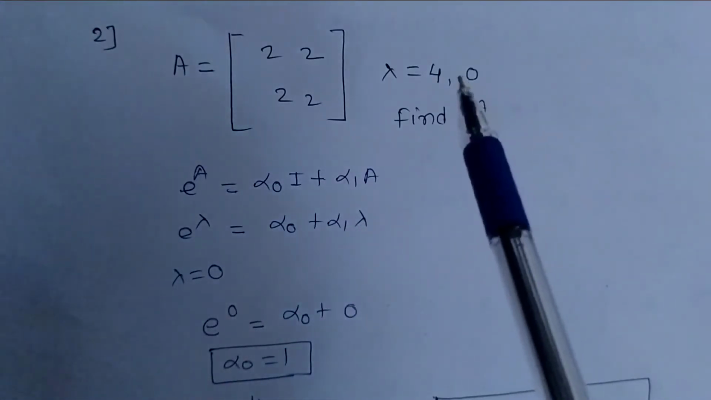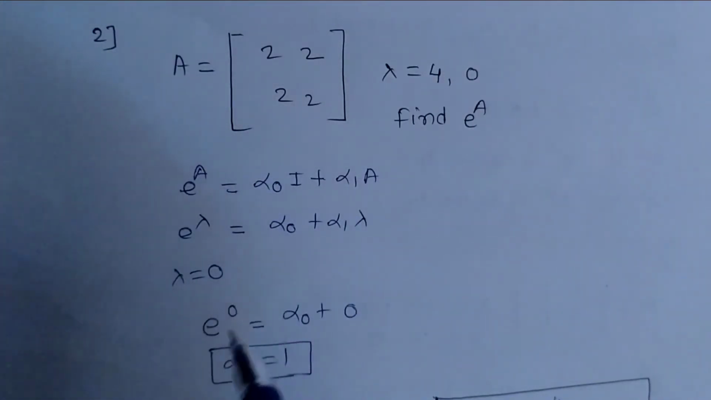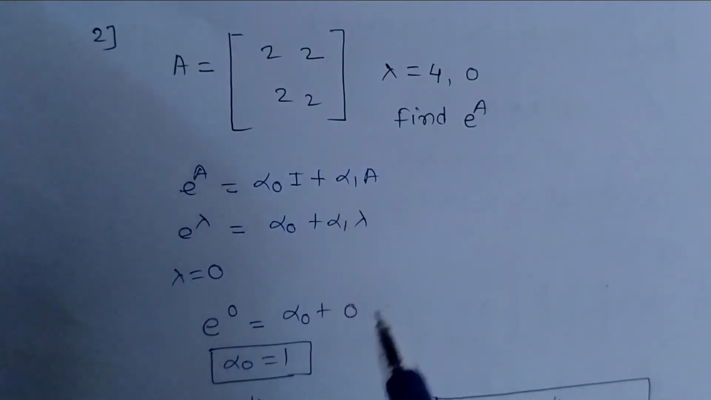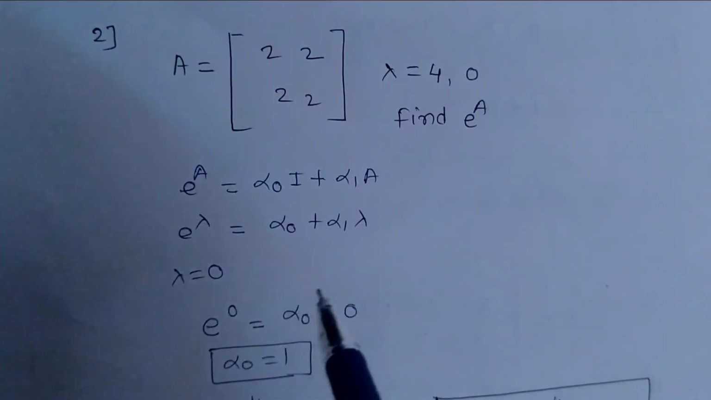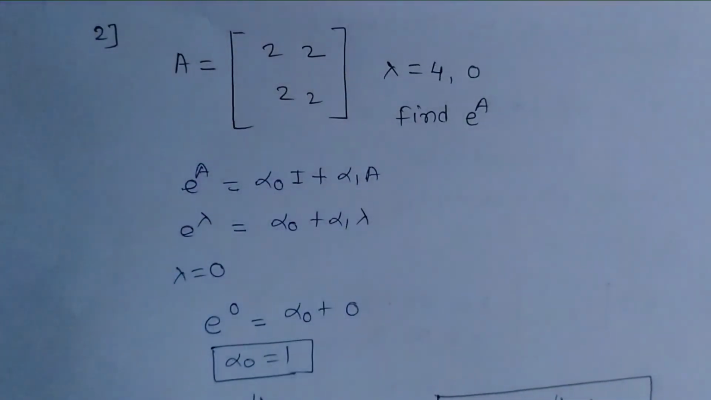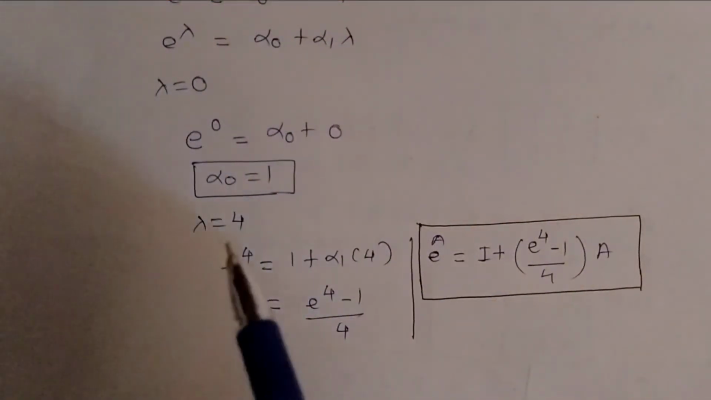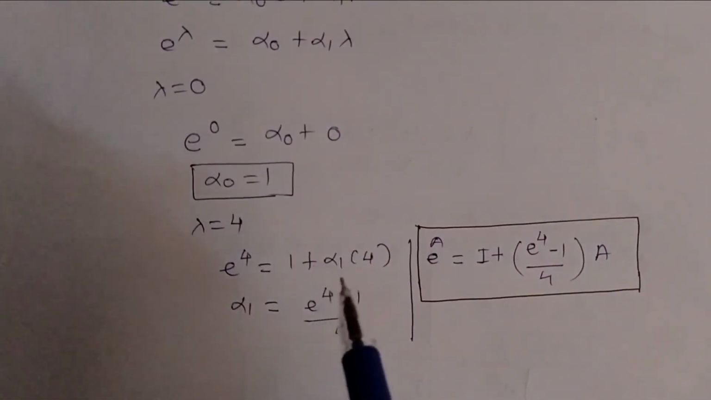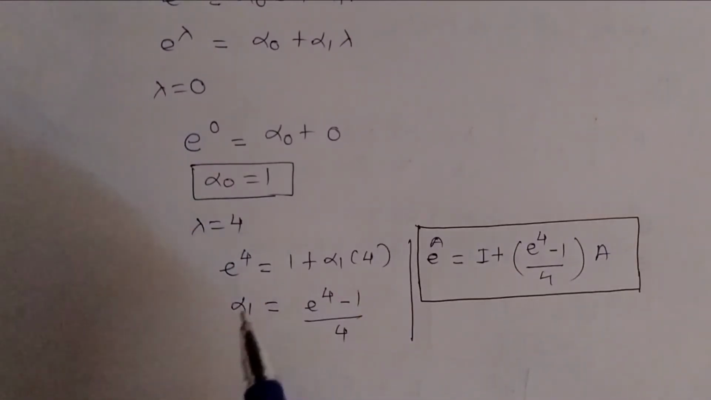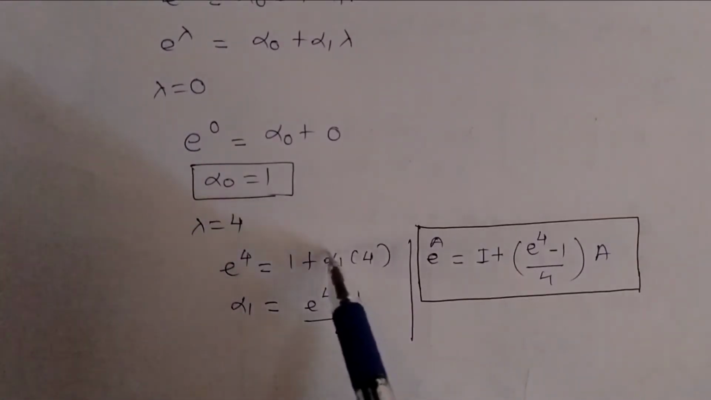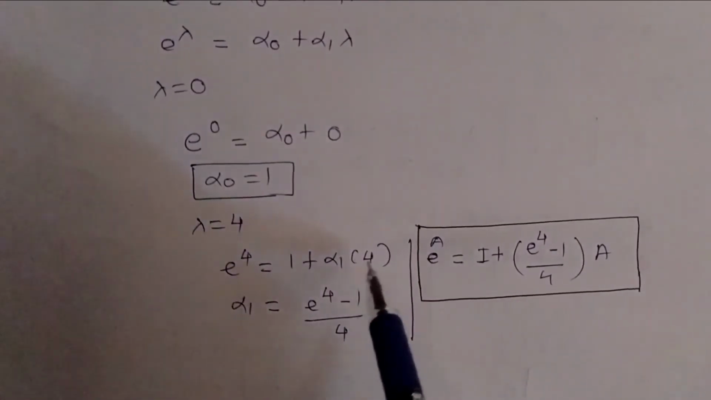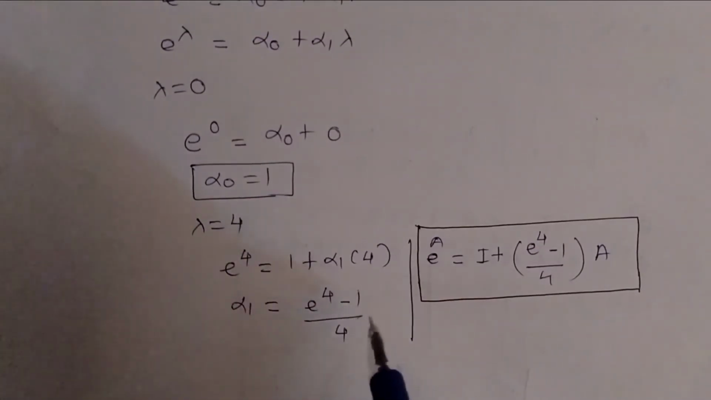First we take lambda is equal to 0. e raised to 0 is equal to alpha naught plus alpha 1 into 0, and e raised to 0 is 1, so alpha naught is equal to 1. Then we take lambda is equal to 4. So e raised to 4 is equal to 1 plus 4 alpha 1. Alpha 1 is equal to e raised to 4 minus 1 by 4.